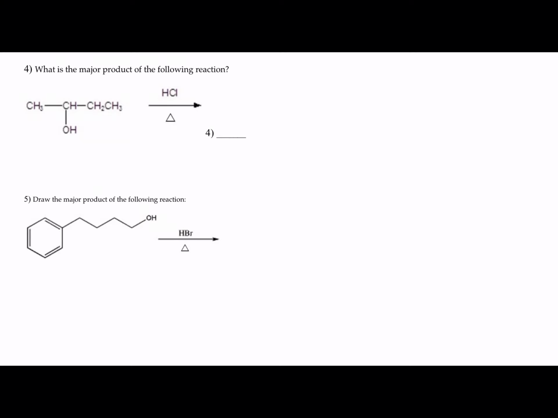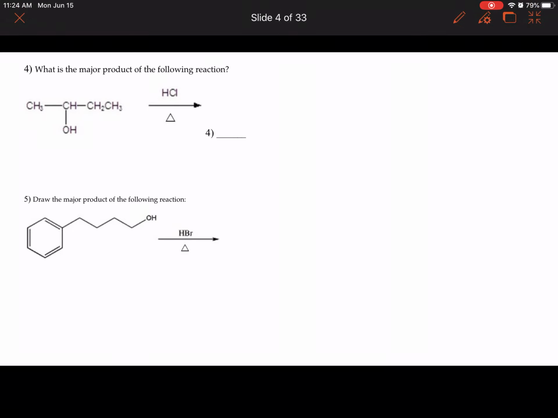That's going to be chlorine. Chloride will replace this hydroxyl group, without any rearrangement of the carbocation. So there would be CH3, CH, CH2, CH3, and then the chloride would be there. And then draw the major product of the following reaction.